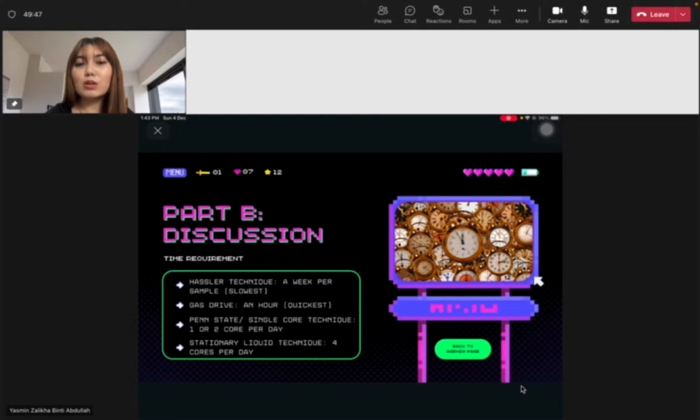Next, the Penn State or single core technique can only measure one or two samples per day. And lastly, the stationary liquid technique can measure about four cores per day. Next, I'll pass the floor to Shatis to talk about how the solution or result could be extended or improved. Shatis, the floor is yours.